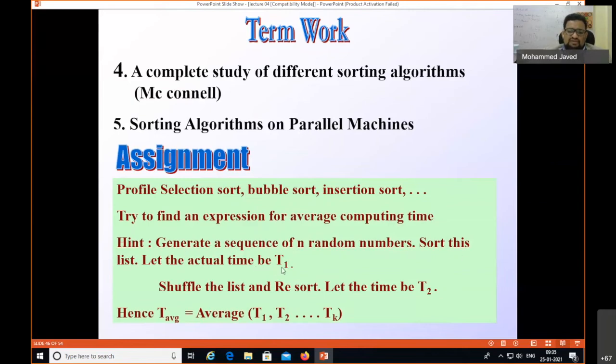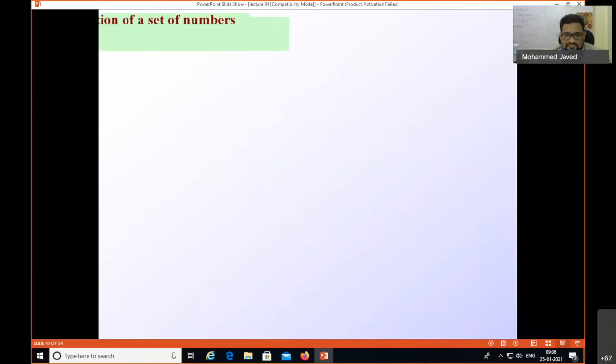Let the actual time be T1. Shuffle the list and resort it. Let the time be T2, and the average time complexity will be the average of T1, T2, T3. Okay, so in between, you shuffle the numbers, calculate the sorting time, and take the average. That will be the average sorting time.